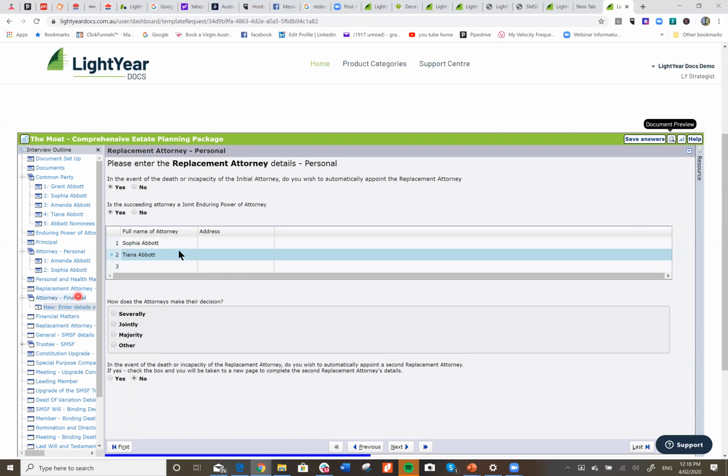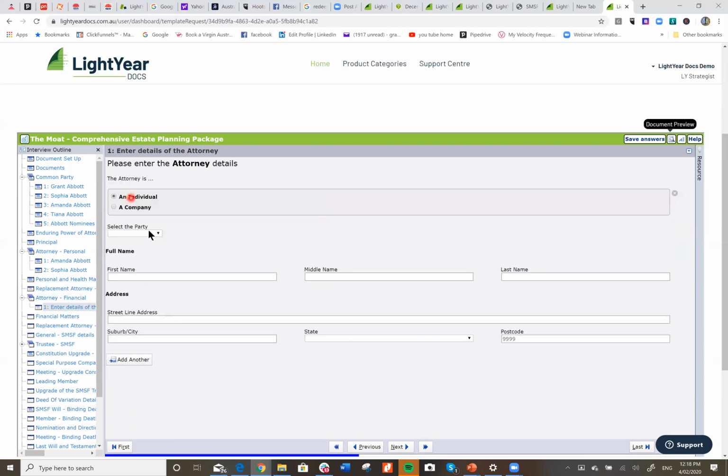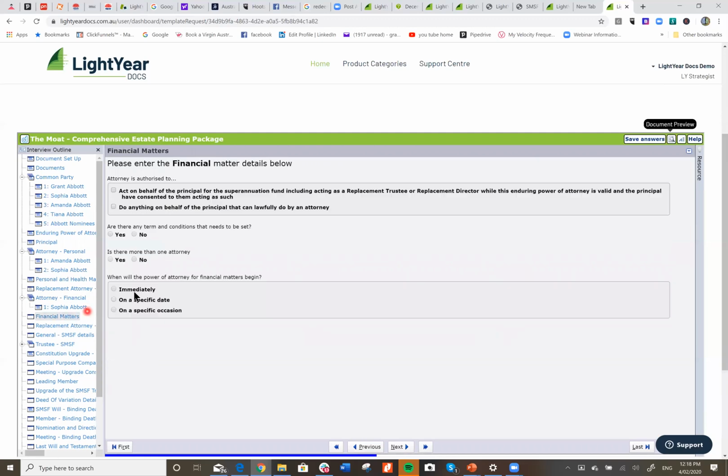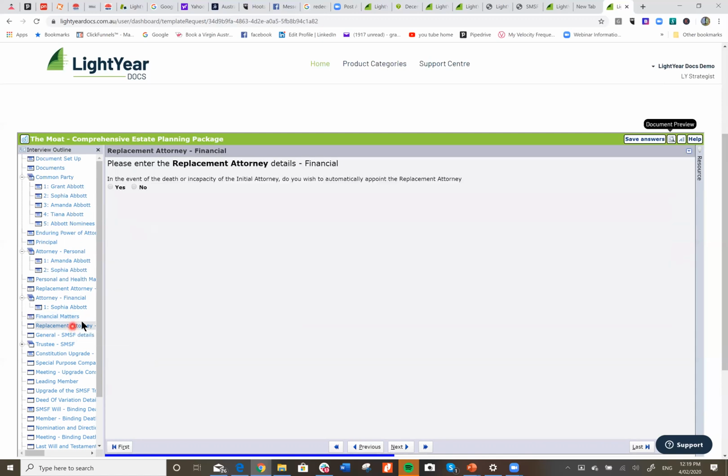And then financial matters. We've got the individuals. Let's say Sophia is going to do that. Does she want to have another? No. So financial matters. This is only for my super. So just tick the super one and also do that. You need to have quite separate ones there. Are there any other terms and conditions? No, no. When does it apply? Immediately, so she can come in if something happens to me.